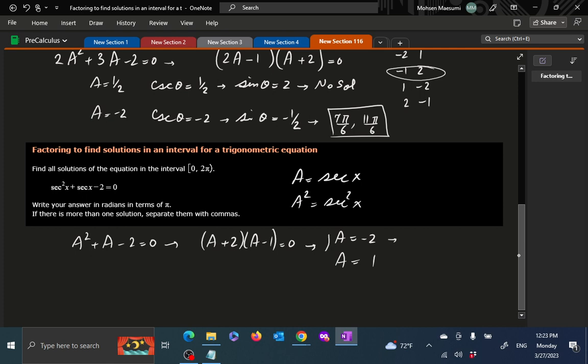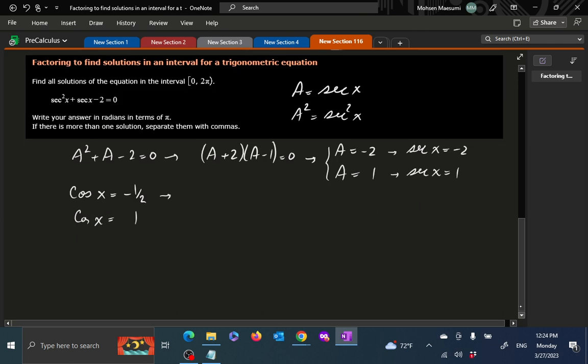This tells me that secant of x is minus 2, and this one tells me secant of x is equal to 1. Secant is the reciprocal of cosine, so the first one is saying cosine of x is minus a half, and the second one, the reciprocal of 1, is just 1. Cosine of x being minus 1/2. How do we handle that?